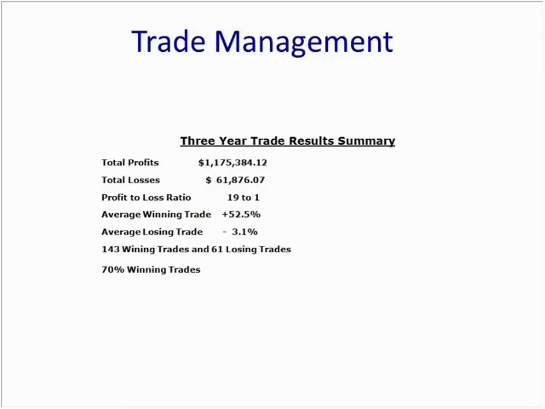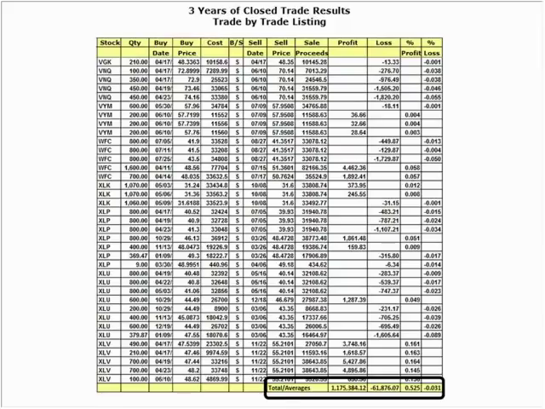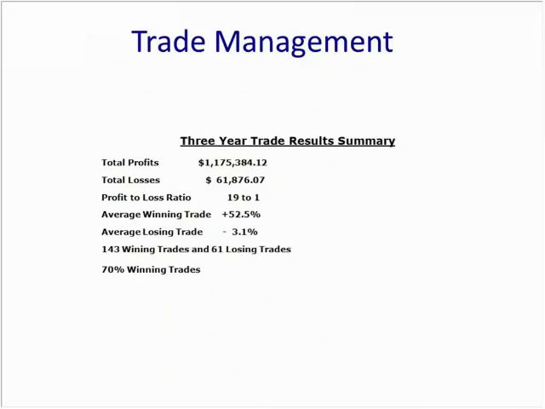And if I compiled all the losing trades in this last column here, our average losing trade was 3.1%, but our average winning trade was 52.5%. So the profit to loss ratio, if you divide the total profits, 1,175,000, by the total losses, you come out to a 19-to-1 profit to loss ratio.